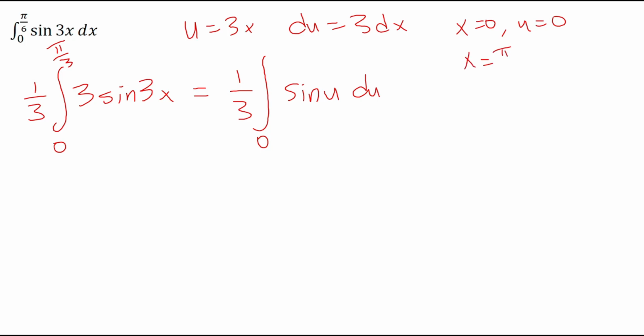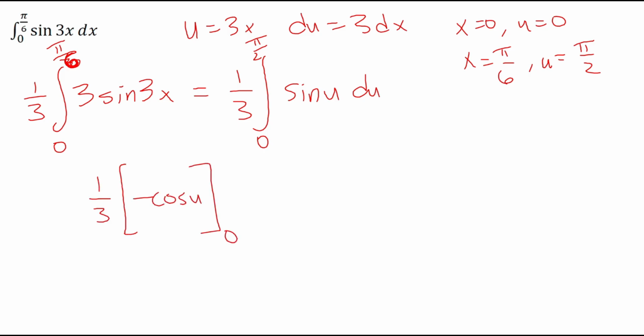But when x is pi over, I wrote pi over 3 over here, but that was pi over 6. And when x is pi over 6, u is going to be 3 times pi over 6, which is pi over 2. So this becomes 1/3 of the integral from 0 to pi over 2 of sine of u du. The integral of sine, as we should know, is negative cosine. So we've got 1/3 of negative cosine u from 0 to pi over 2. Well, that's 1/3 of the negative cosine of pi over 2. The cosine of pi over 2 is 0.